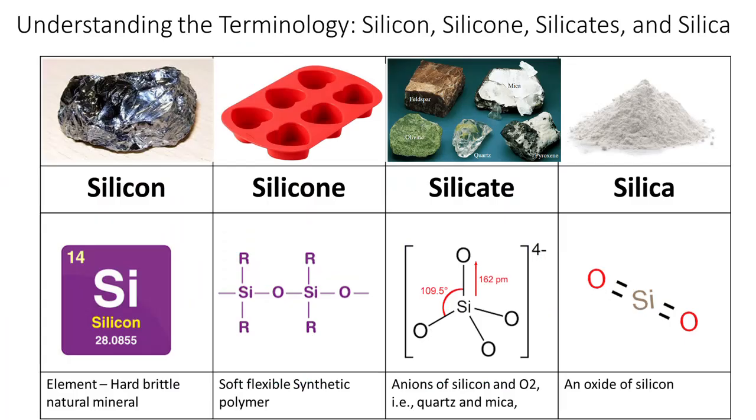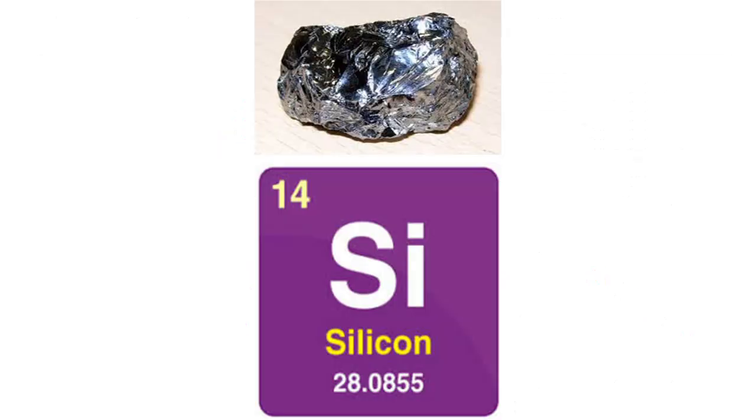Before we dive deeper into our discussion on silica, let's first clear up some common terminology to ensure we're all on the same page. These terms, silicon, silicone, and silicate, and silica may sound similar, but they refer to very different materials with distinct properties and applications. Starting with silicon, Si, the elemental metalloid.